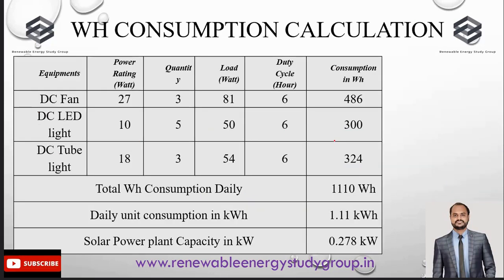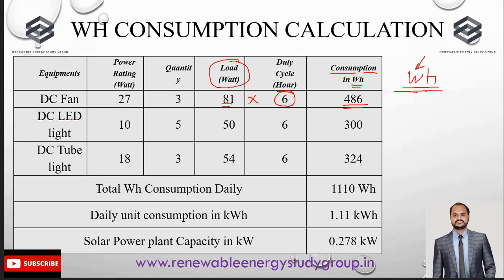Now we're going to calculate how much kilowatt capacity will be required to design the solar system. From that perspective, we have to calculate the overall consumption in watt hour, because the consumption is measured in terms of watt hour, that is, how many watts are required by the individual equipment multiplied by the number of hours that equipment is going to work. So we simply multiply these parameters: the total load, as we know for the DC fan is 81 watt, multiplied by the number of hours we utilize the equipment. From this we get 486.